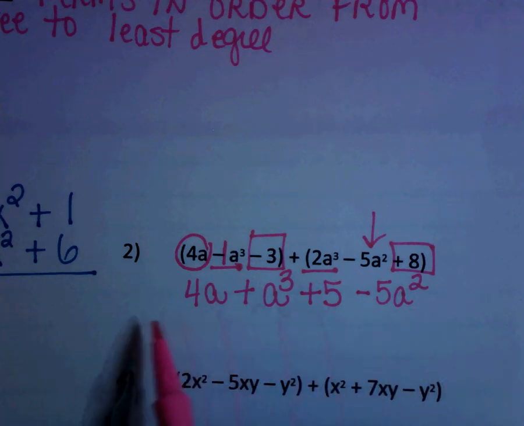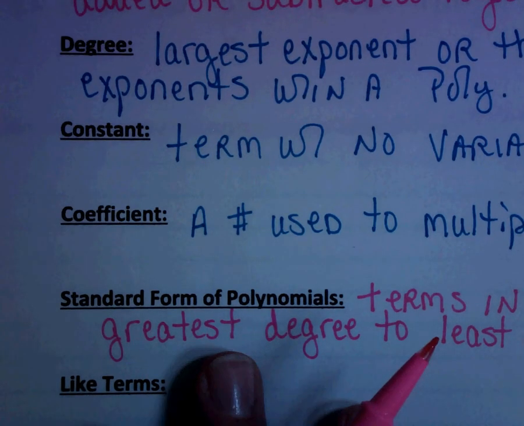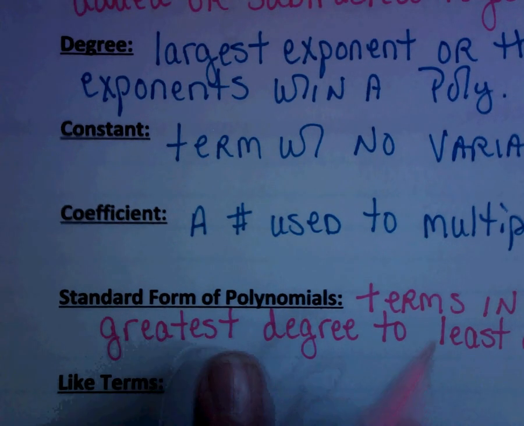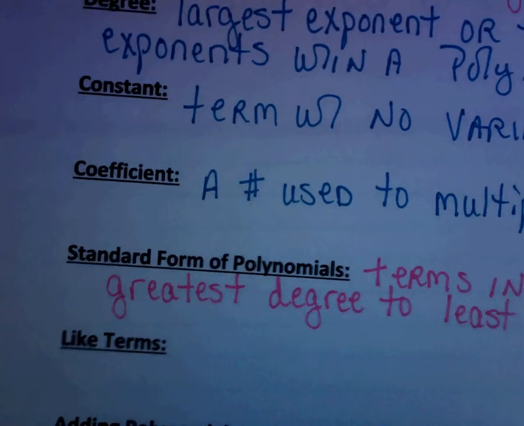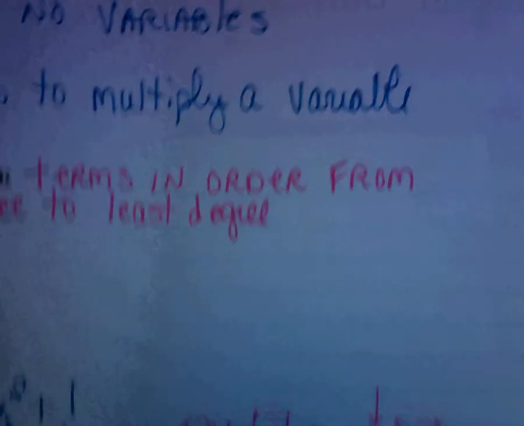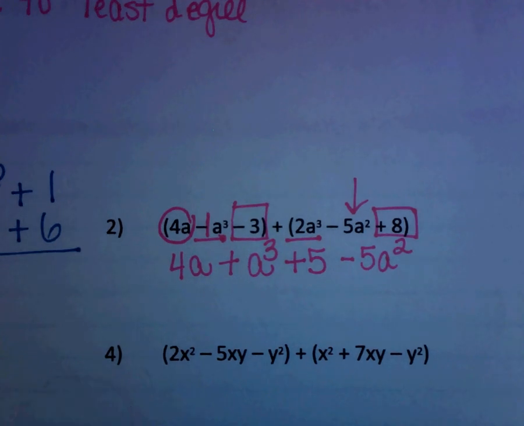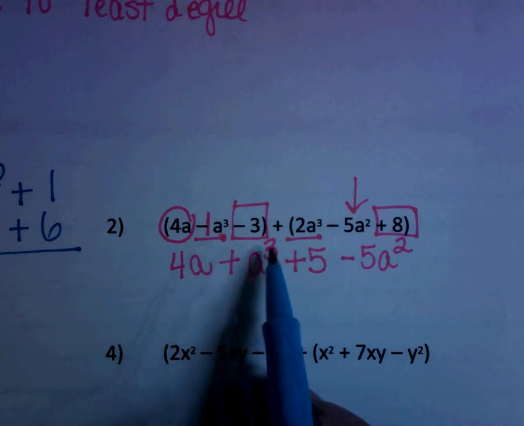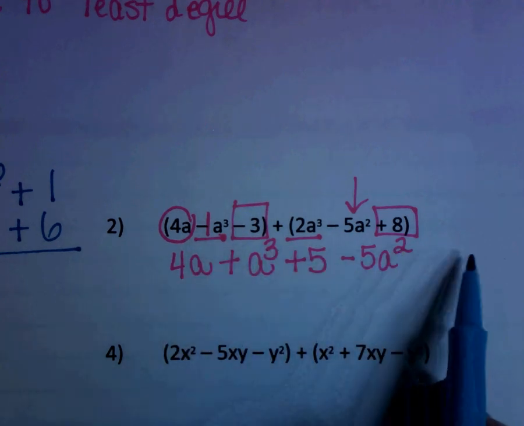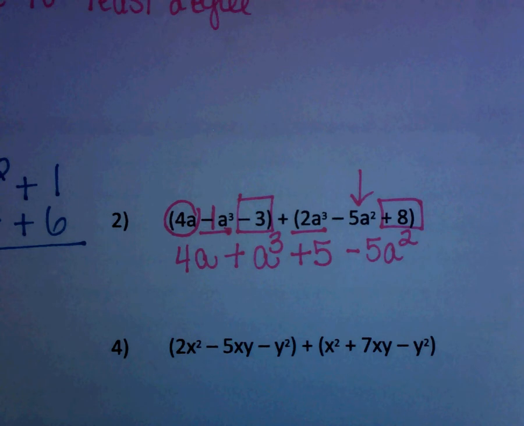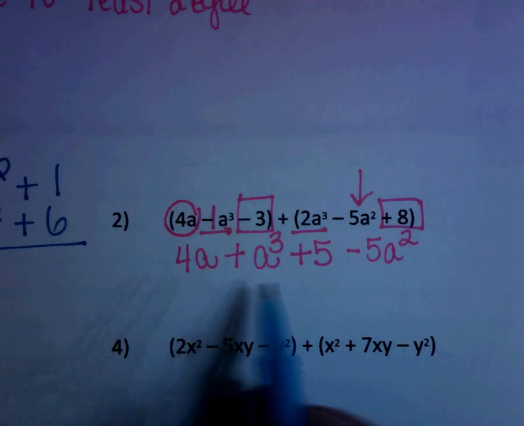However, what I want you to know is one of the vocabulary words we defined was standard form of polynomials. And standard form means that they're in order from the greatest to the least. And so we really need to think about putting these in order from greatest to least. And so all we have to do is look at the exponent on all the a's, starting with the variable, and then put them in descending order.